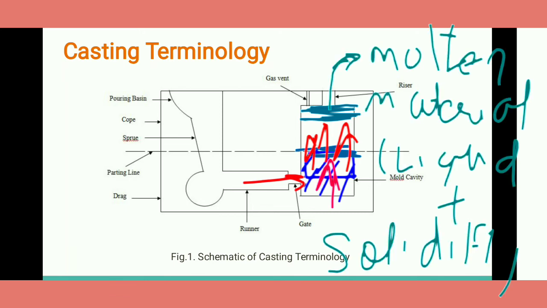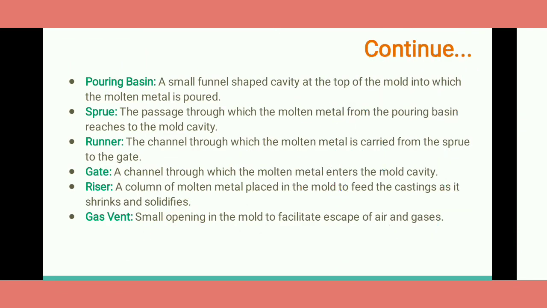So whatever the material that is coming out from the riser, please keep in mind that it is in the liquid or solidified form, okay, it's not a solid. Next to it, whatever the elements that we have discussed, pouring basin, it's basically a funnel shape at the top of the mold cavity, into which the molten material is poured, okay.